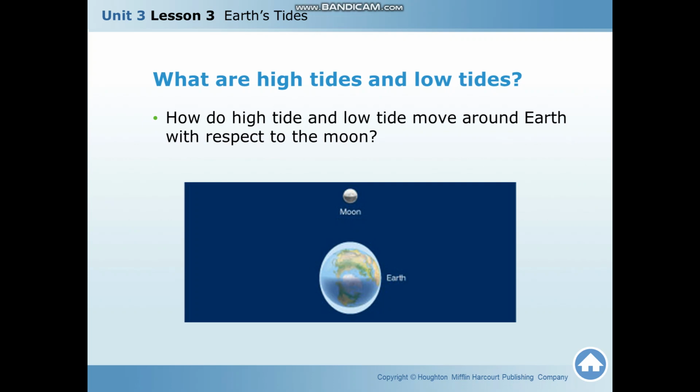So in this picture, the moon is exerting gravitational pull towards this side of the earth and also on the other side, and these two sides are experiencing low tides while these two sides are experiencing high tides. And as it moves around, different types of tides occur.